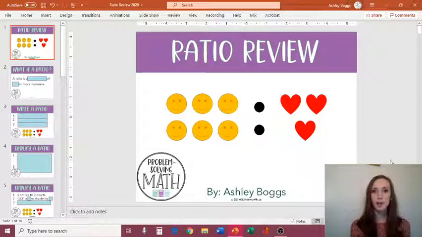Today we're going to talk about ratios. This is an example of a ratio, the number of smileys to the number of hearts you see here. Take a minute to remember how many of each there are.